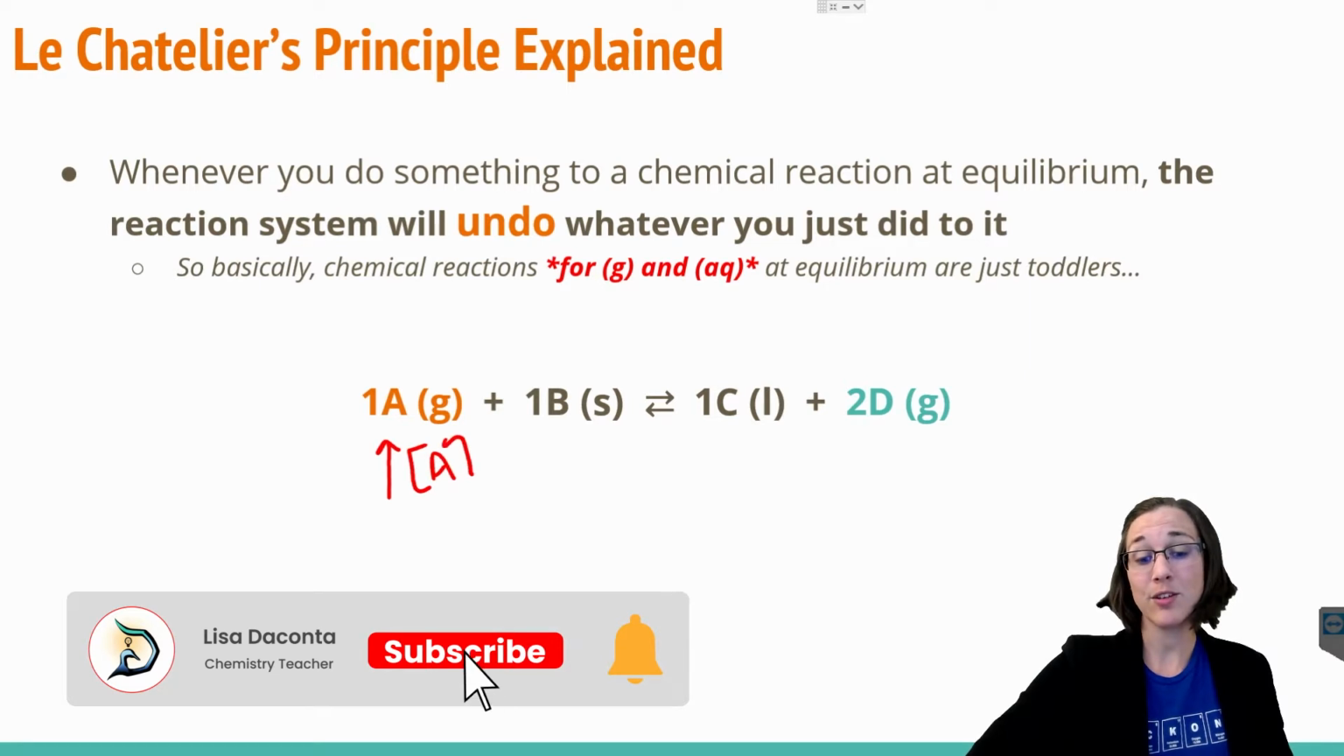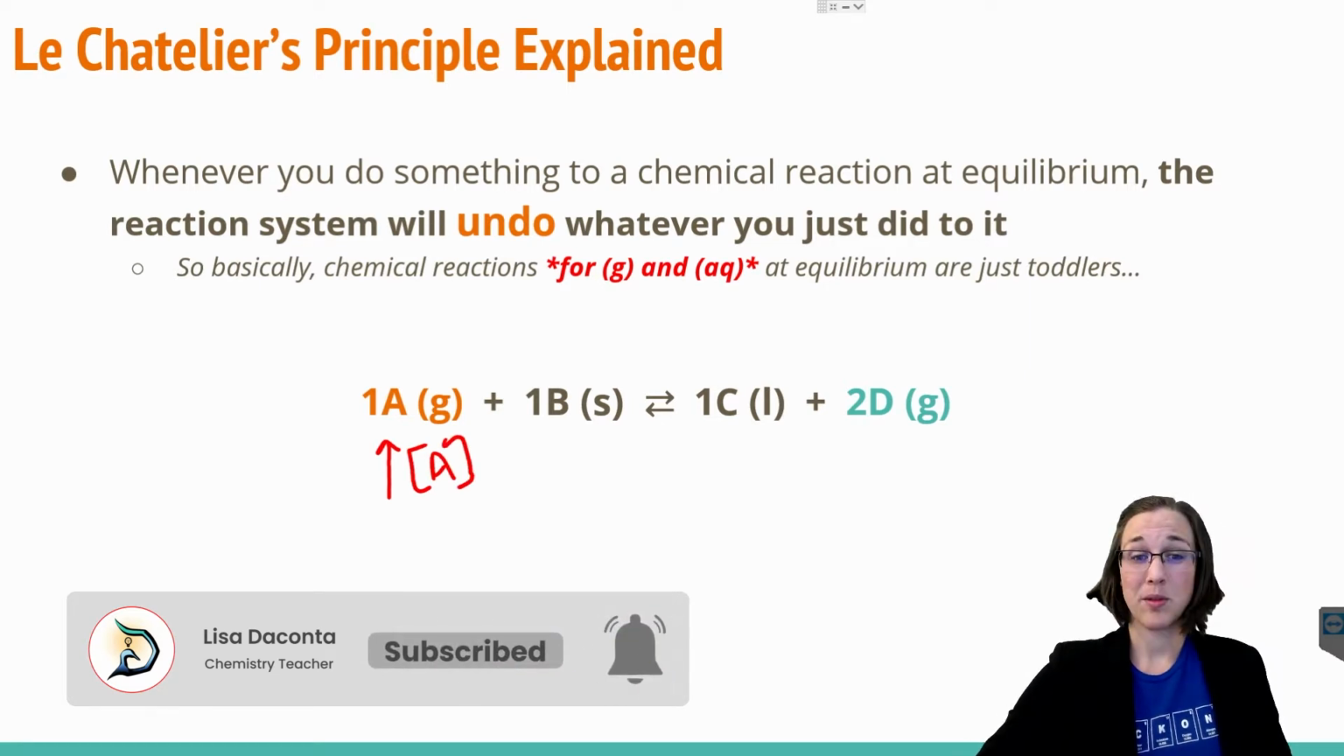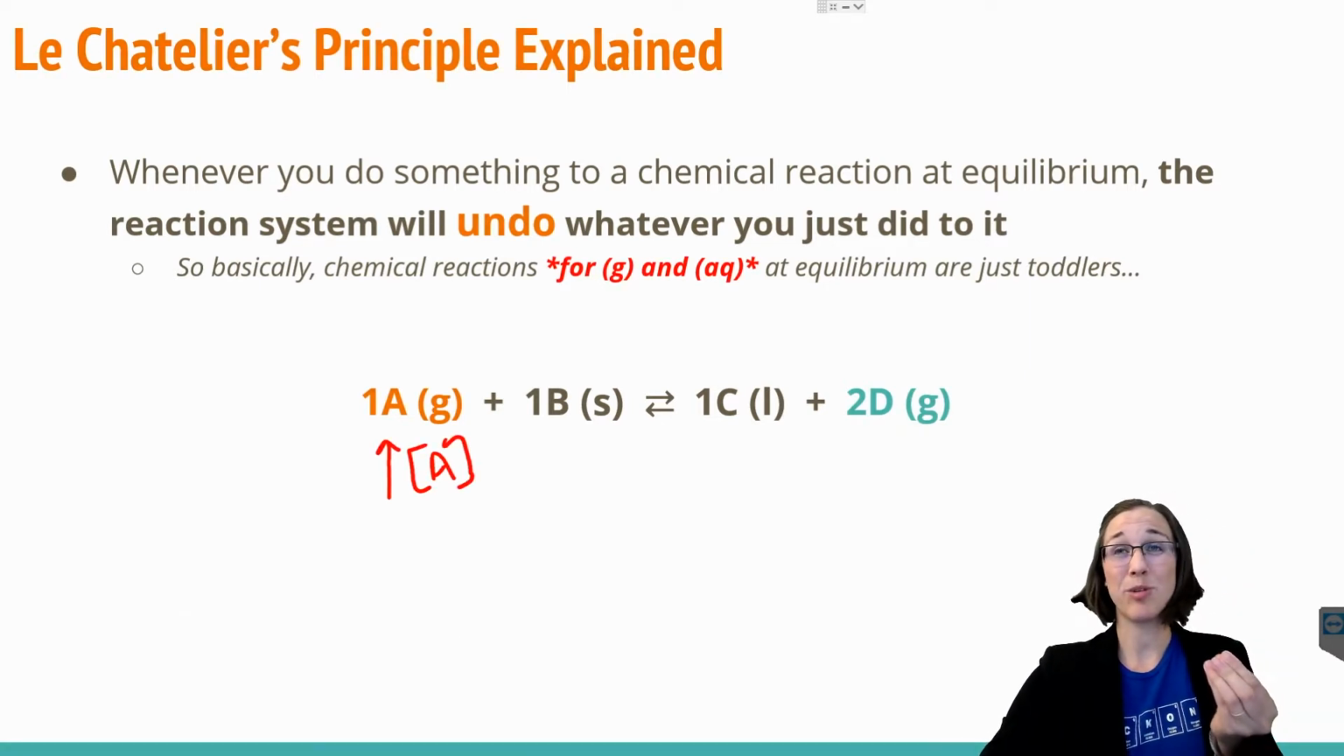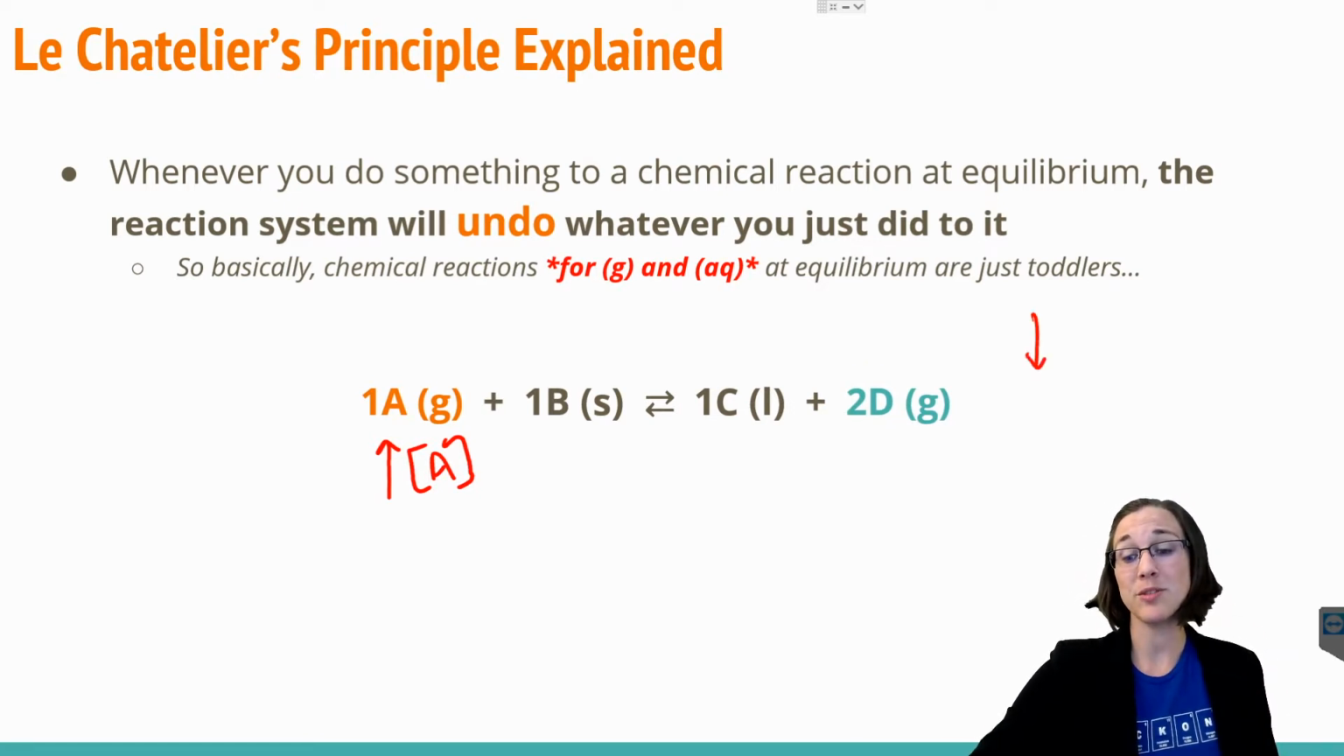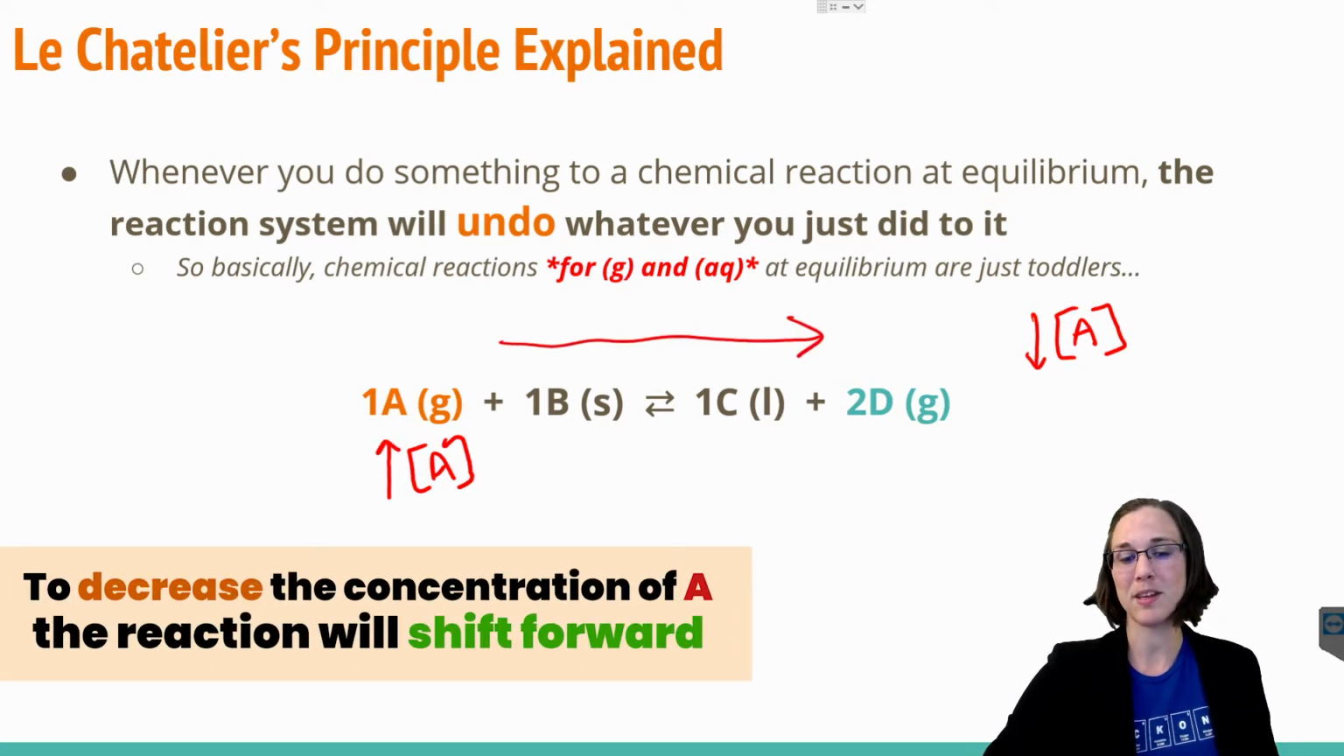If we increase the concentration of A, we have now done something to the chemical reaction that it wants to undo. The chemical reaction is going to want to decrease the concentration of A. And the only way you can do that is by shifting more to the products, because then it converts more of A into C and D, thereby decreasing the concentration of A.